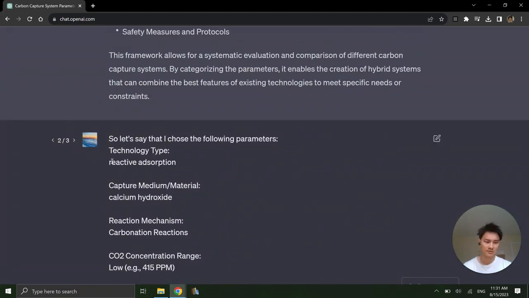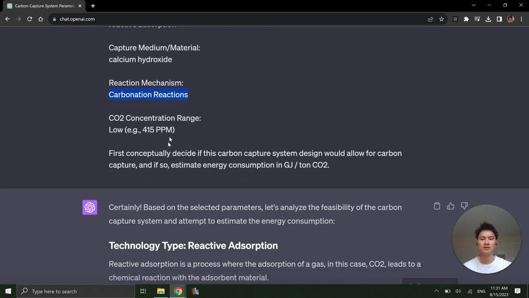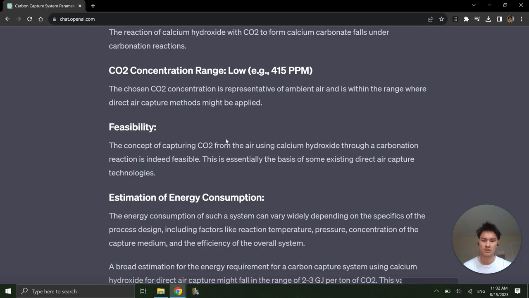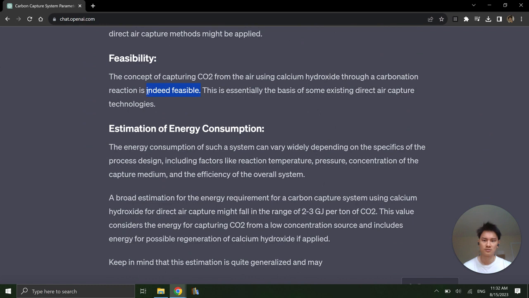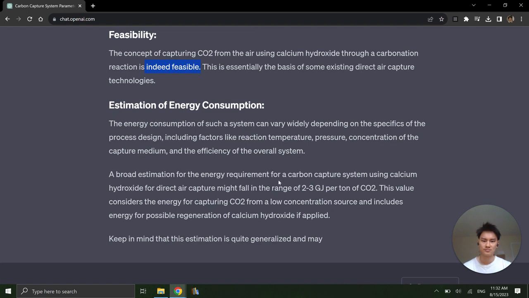And then I gave it a more realistic example, which is reactive absorption, calcium hydroxide, and carbonation reactions, which I think is how calcium hydroxide works to form calcium carbonate. And I just said low CO2 concentration range because that's generally what happens when you try to capture CO2 from air. It's very low. And it was able to go through this logic. It said that it is indeed feasible, which is very common knowledge. I think one of the companies above also did something like that. And then it gave me a broad estimation of the energy requirement.